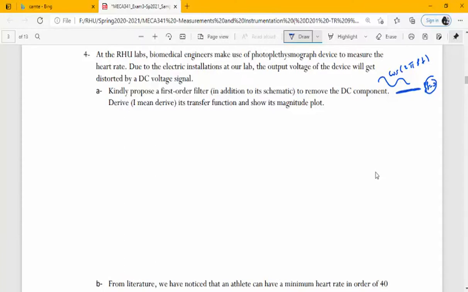So we need to remove the low frequency components. Once we say we need to remove the DC component, this indicates that we need to remove the low frequencies. And therefore we need to implement a high pass filter, in order to attenuate the low frequencies and allow the passing of high frequencies. So we get the input signal, we feed it to a capacitor and resistor, and here we get the V output.